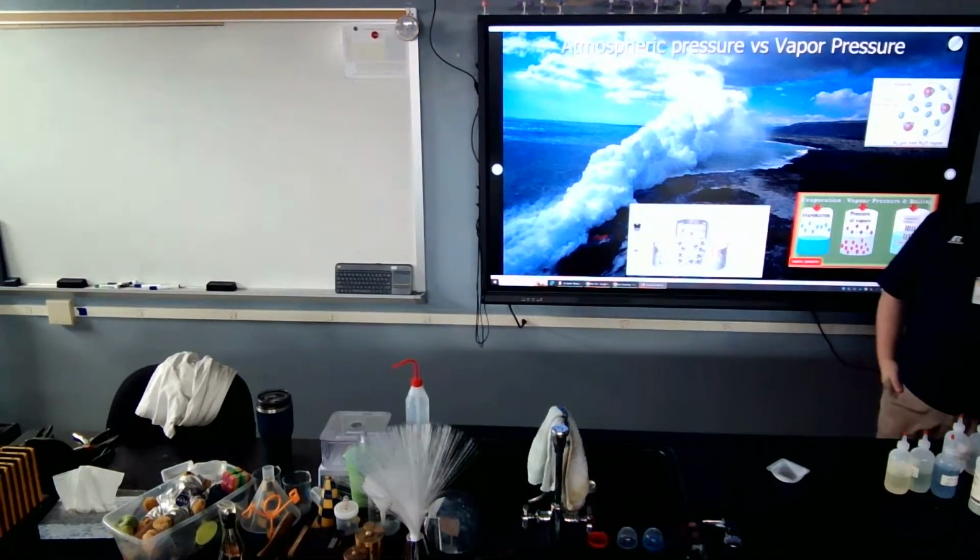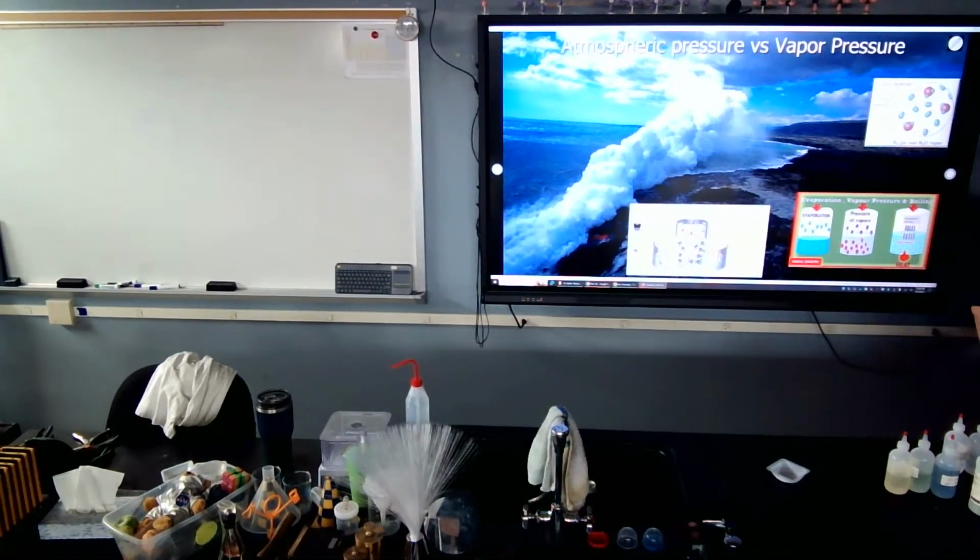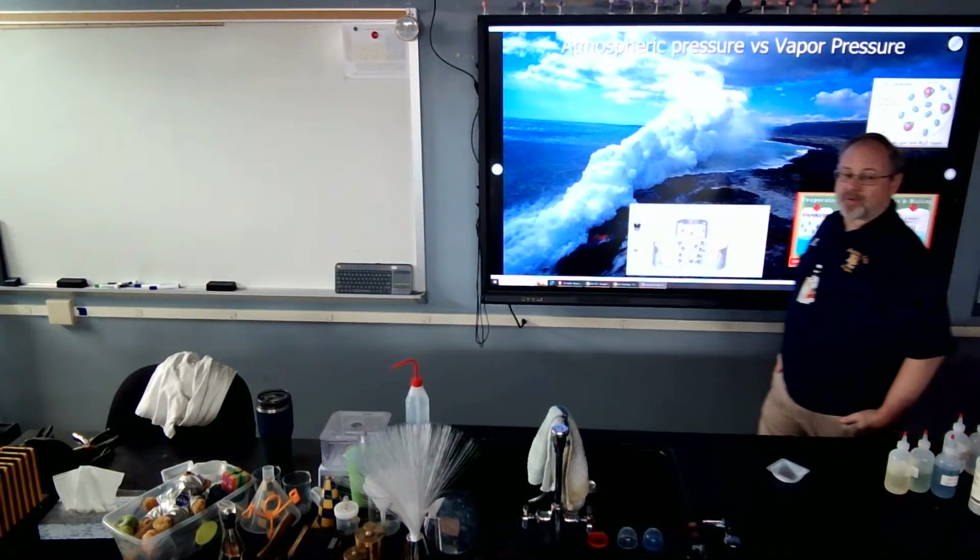be a little bit of vapor in your gas. All liquids exert a tiny amount of vapor pressure.